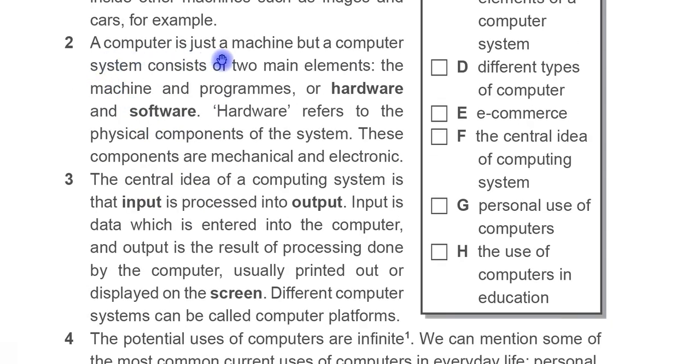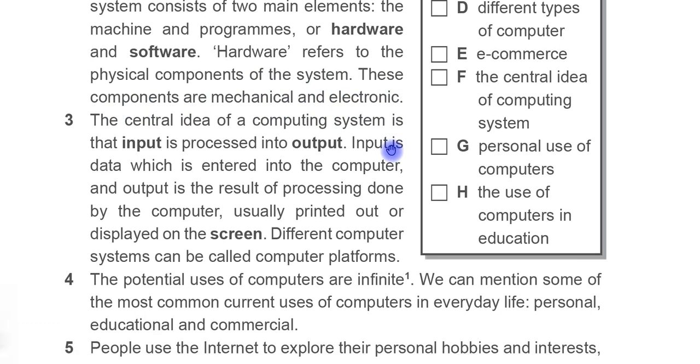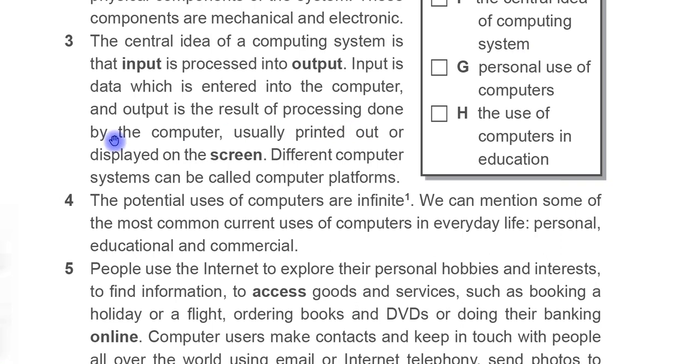A computer is just a machine, but a computer system consists of two main elements, the machine and programs, or hardware and software. Hardware refers to the physical components of the system. The components are mechanical and electronic. The central idea of a computing system is that input is processed into output. Input is data which is entered into the computer, and output is the result of processing done by the computer, usually printed out or displayed on the screen. Different computer systems can be called computer platforms.